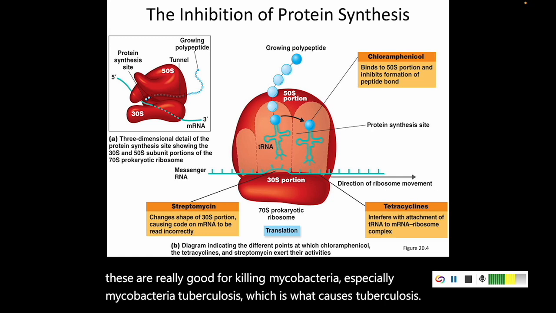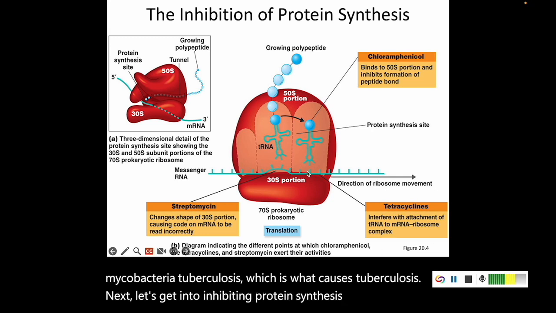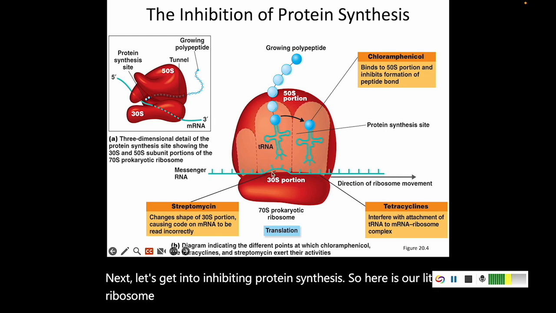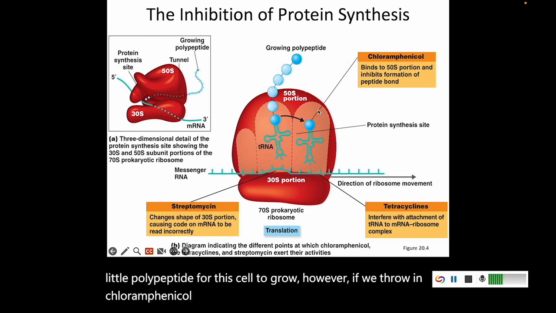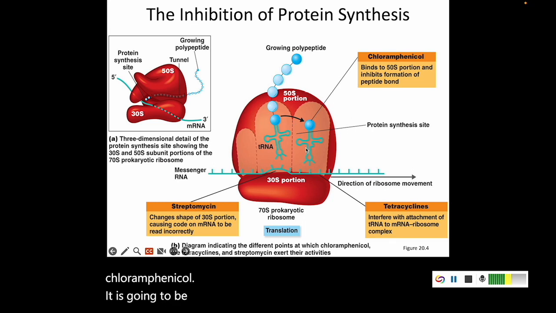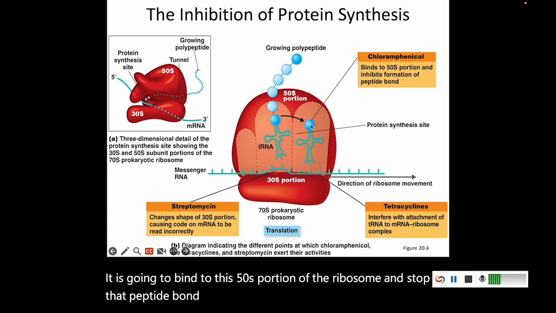Next, let's get into inhibiting protein synthesis. So here is our little ribosome with the messenger RNA, the tRNA coming in, building a little polypeptide for this cell to grow. However, if we throw in chloramphenicol, it is going to bind to this 50S portion of the ribosome and stop that peptide bond from being made. So no more amino acids can be incorporated. You stop making proteins.